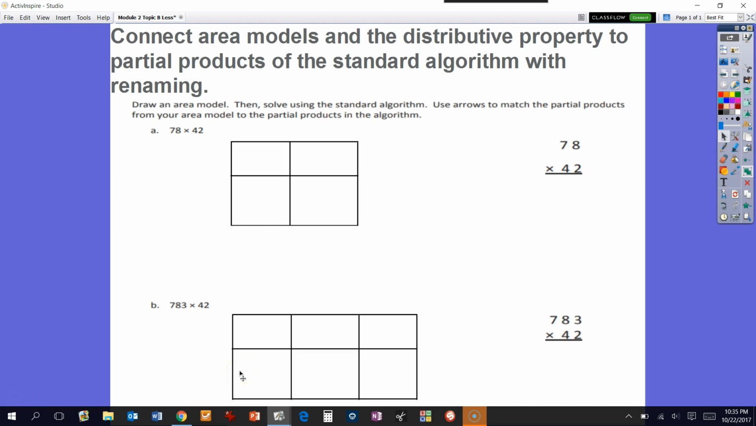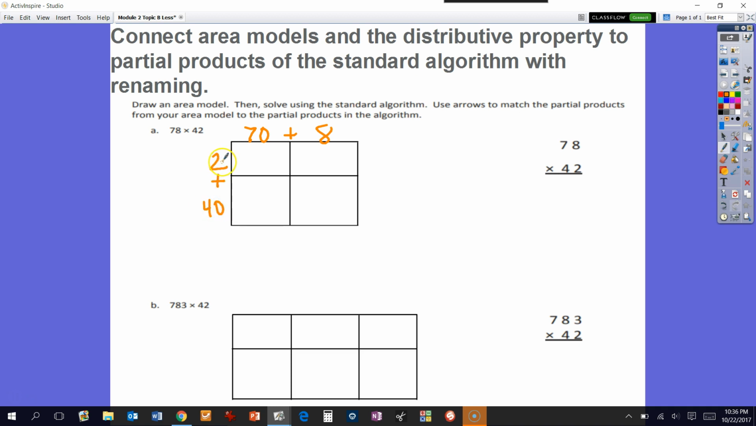This is Module 2, Topic B, Lesson 6. So we are connecting the area model and the distributive property to the partial products of the standard algorithm with renaming. So we're going to just rename these factors here. Instead of having 78, we're going to call this factor here 70 plus 8. And over here we're going to rename our 42 as 2 plus 40.